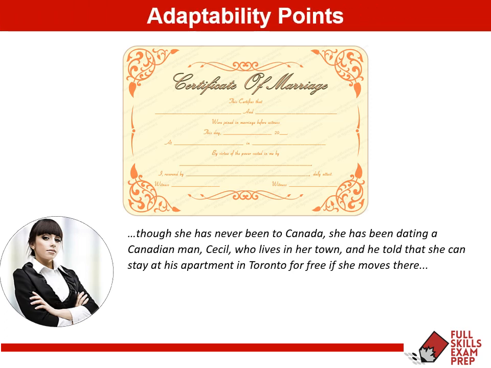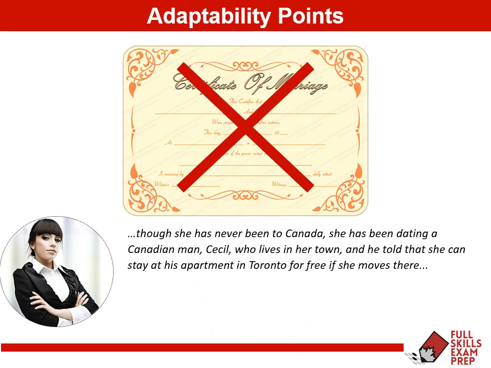For Josie, we can see that even though she's never been to Canada, she's been dating a Canadian, and he told her she could stay at his apartment in Toronto. So this doesn't really count for anything. If they were married, maybe that would count for some adaptability points. But just from dating someone or being friends with someone or anything like that, even boyfriend, girlfriend of a Canadian person, that doesn't help anything. If they're common law, spouse, conjugal, then that would likely give adaptability points. But in this case, she doesn't get anything.